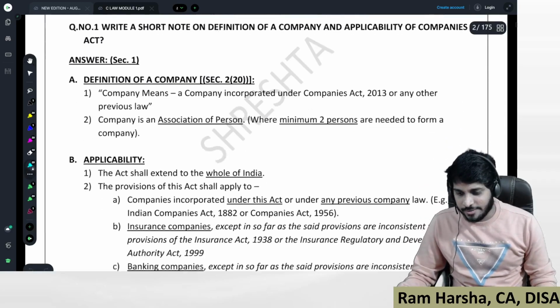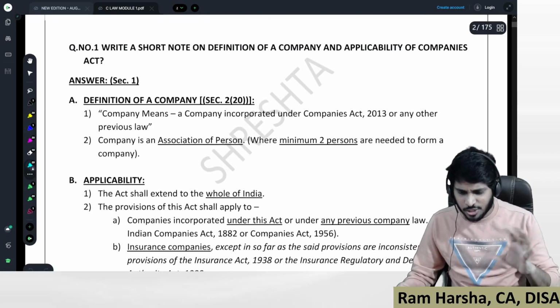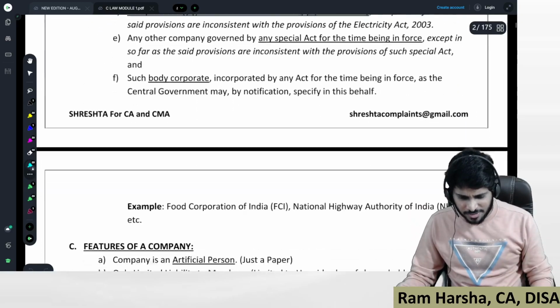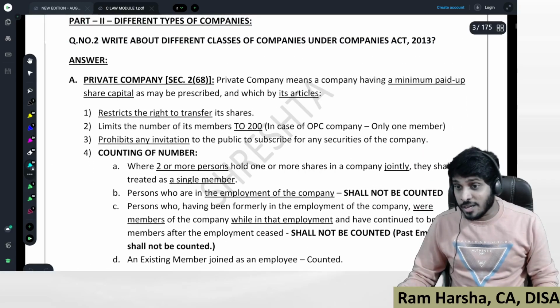Write a short note on definition and applicability of company. I mean, definition of a company and applicability of companies. That we have seen already. Types of companies. Private company. What is a private company?